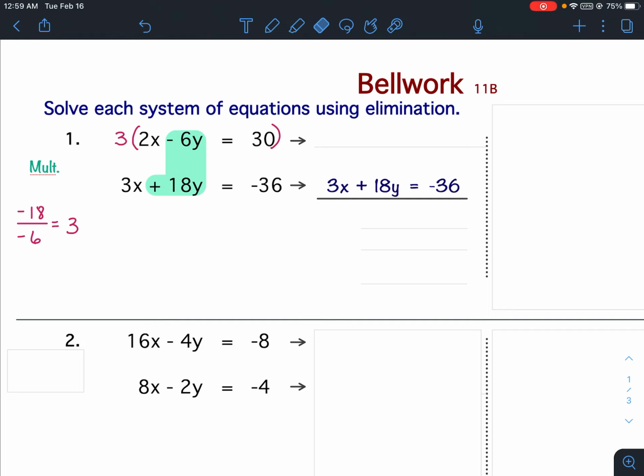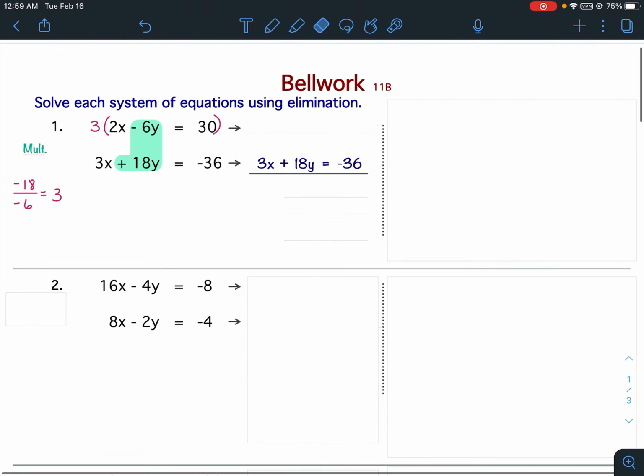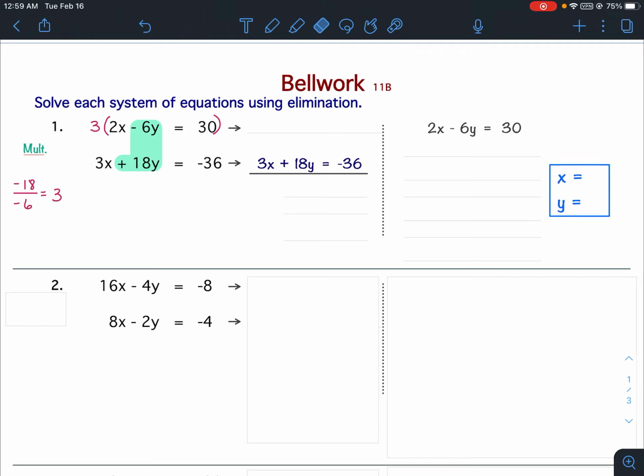So that's all the farther I'm going to go on number 1. The bottom equation will stay 3x plus 18y equals negative 36. You need to multiply the top equation by 3. Don't forget to multiply all 3 terms. Multiply 2x times 3, negative 6y times 3, and 30 times 3. I will tell you that this will require the second step. So once you solve for x, you'll plug that in to the equation that I've written here, and you will get a final answer of x equals and y equals. Again, that's all the farther I'm going to help you on number 1.